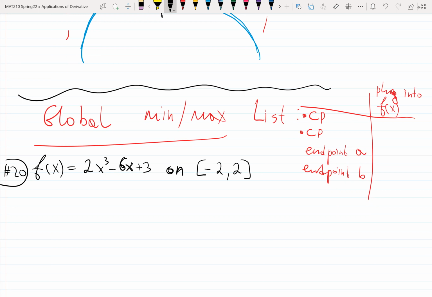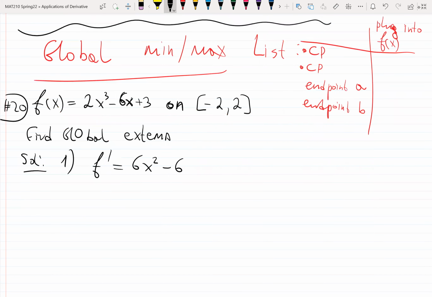Find global extreme values, global extrema. All of this means the same thing. Global extreme values, global min max, and so on. All of those questions have one thing in common. You start with finding the derivative, right? So do that. 6x squared minus 6.